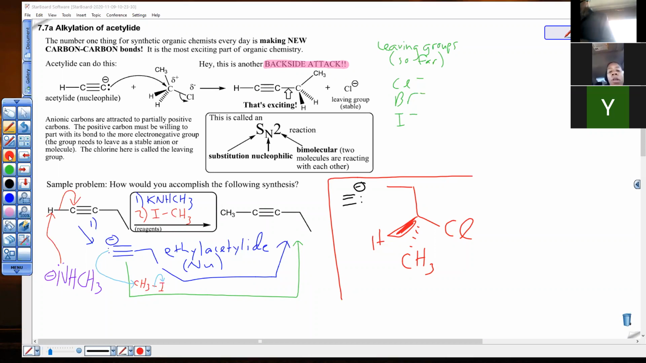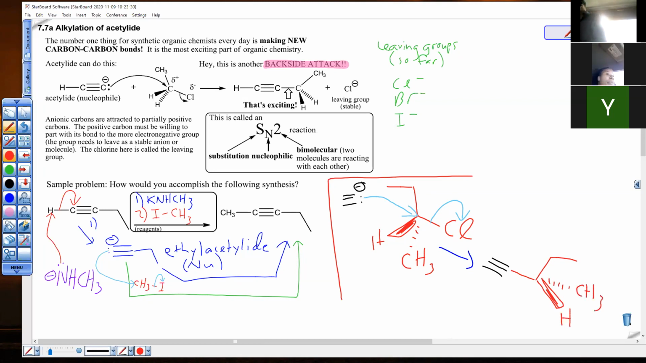And I want to show you something that's interesting. Attack that carbon, it leaves. And take a look at how it looks when you're done. A new bond is right here, with acetylide on the left. And the ethyl group got pushed over here. The H got pushed over here, and the CH3. It's sort of like if you pretend you're the big bad wolf and you're blowing on this carbon here, all the other things that are facing the wolf will be facing away from the wolf when we're done.